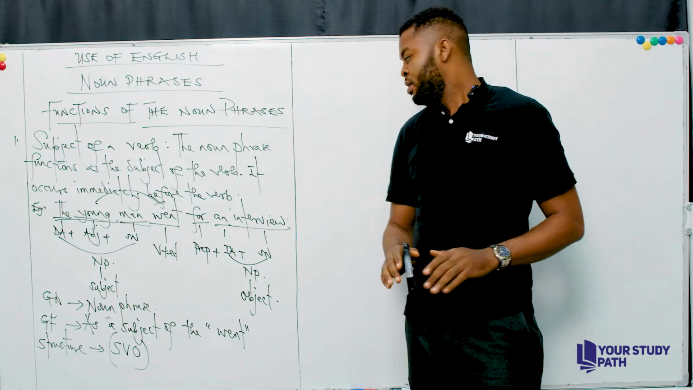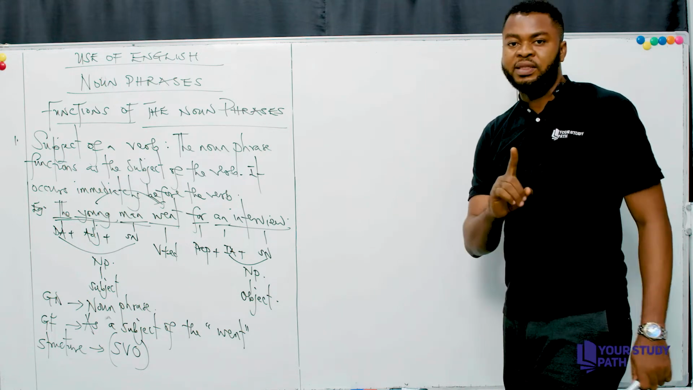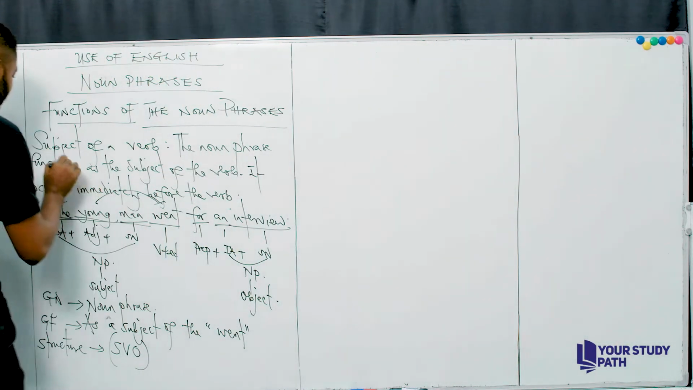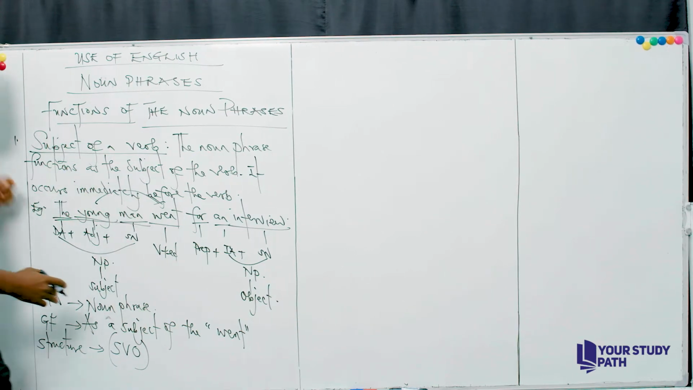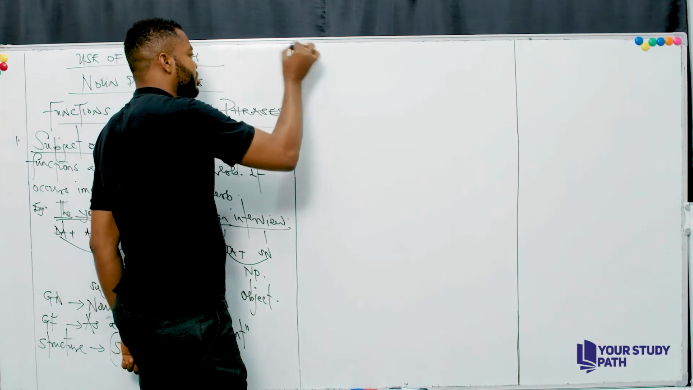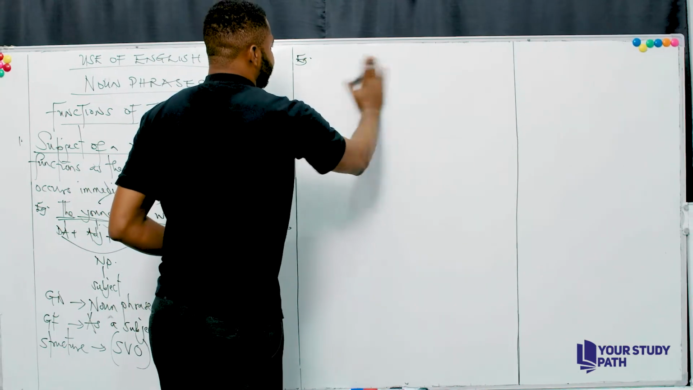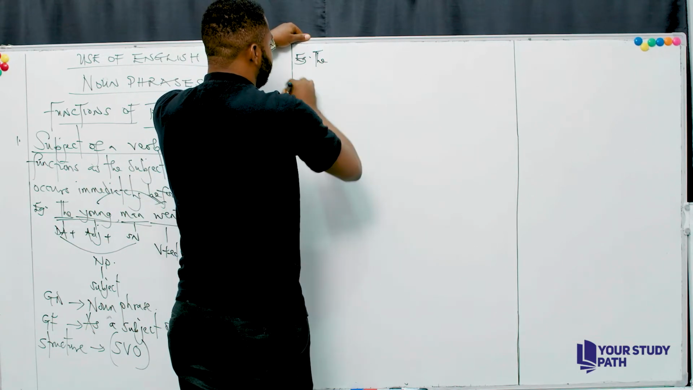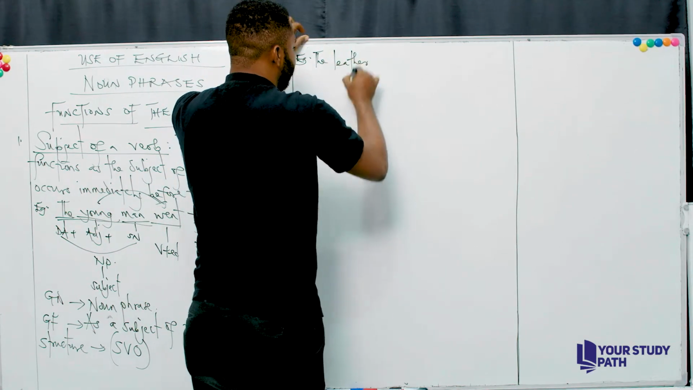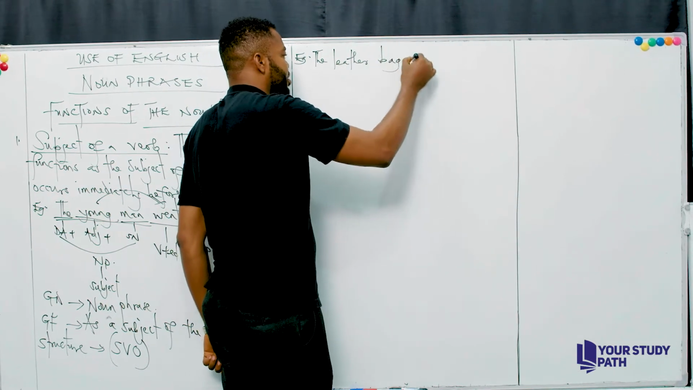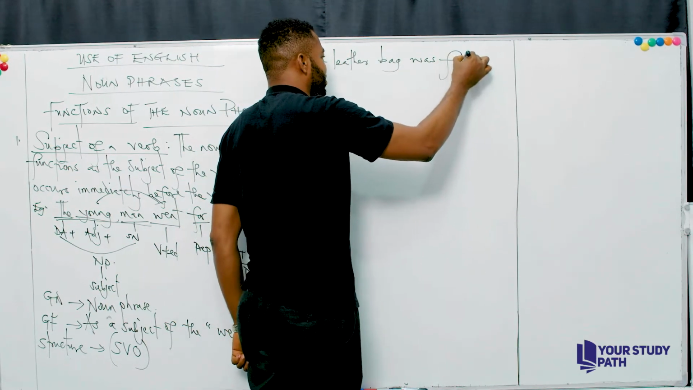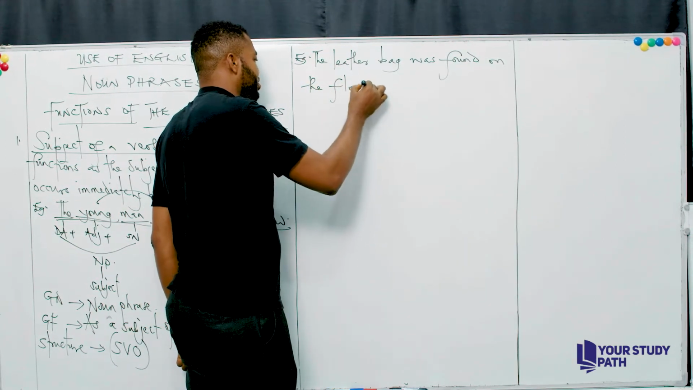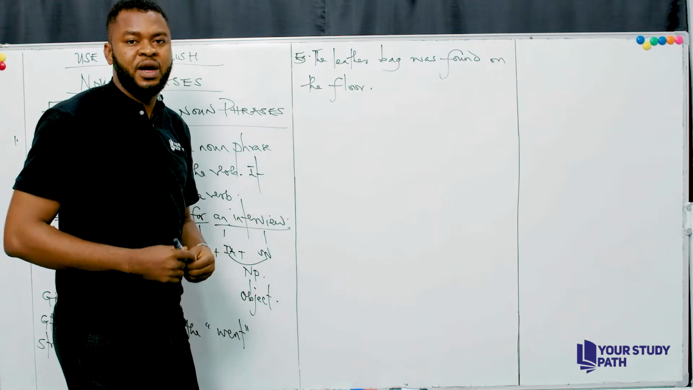Is that okay now? Now I'm going to give you one to attempt, still on subject of a verb. Remember, still on subject of a verb. Let me underline this for emphasis. Now, I need you to attempt this for me. So you have the leather bag was found on the floor. The leather bag was found on the floor.